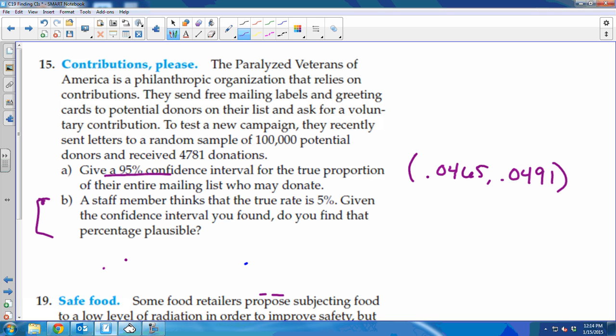4.65% to 4.91%. That's a very small interval, but I'm still 95% confident, right? So it's not like I made it more precise by making myself less confident. It just ends up being rather precise, okay? On part B, it says a staff member thinks that the true rate is 5%. Given the confidence interval you found, do you find that percentage plausible? Here's what I would say. I'm 95% confident that P is in my interval of 4.65% to 4.9%.